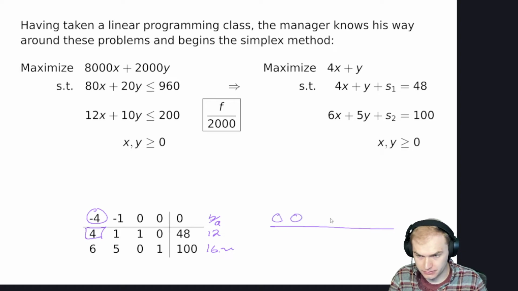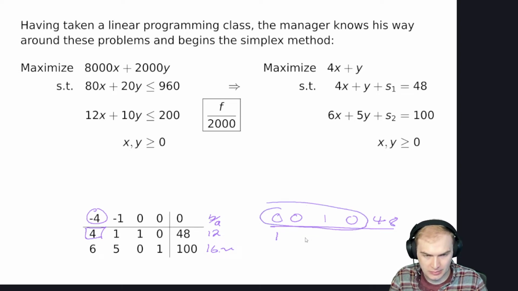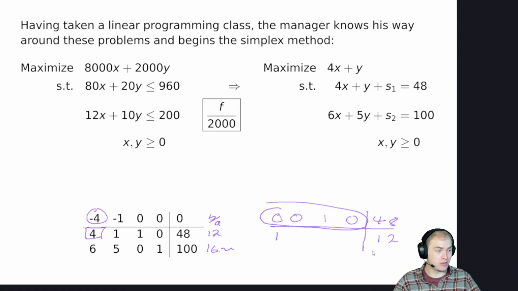0, 0, 1, 0, 48, 1, and we already see here that this is optimal, so we don't really need to compute the rest of the tableau. That's where he stops anyway. He says, hey, that's an optimal solution. There's no negatives in that. I can just find our solution and be done.